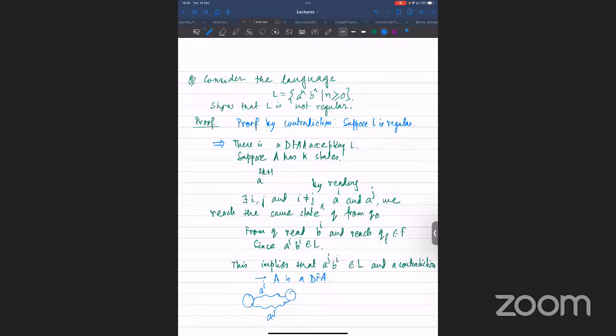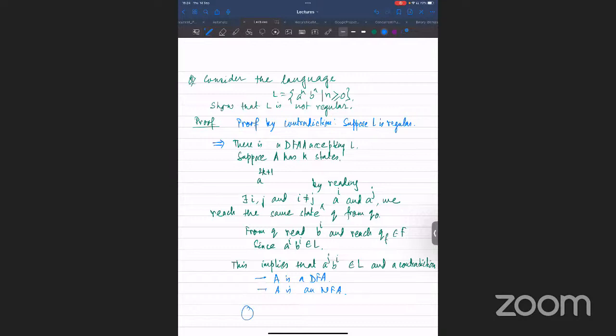So essentially the same argument should work for both DFA and NFA. I think it's not that important here. Even if A is an NFA, the argument works. Just think about it and let me know if you find anything. But it seems like it should work because you talk about the pigeonhole principle.